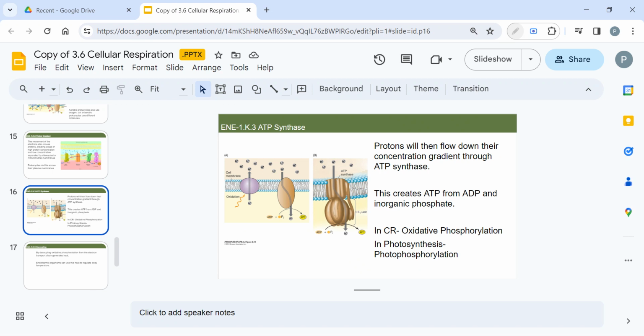Sorry, let me take a step back. There's potential energy in the mitochondrial space. When the potential energy goes through ATP synthase, it turns into kinetic energy, and then that kinetic energy will be harnessed to create chemical potential energy in the form of ATP. This is where we talk about oxidative phosphorylation, where we are creating our ATP. And in photosynthesis it's called photophosphorylation. So phosphorylation is just you adding your phosphate groups on there.